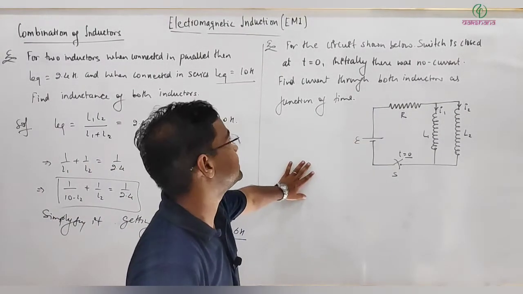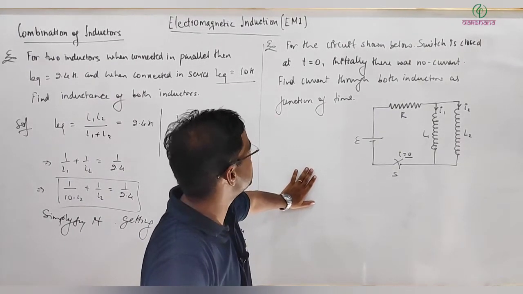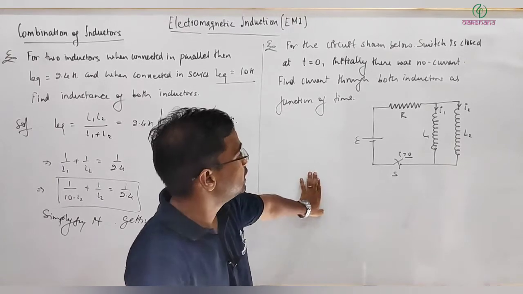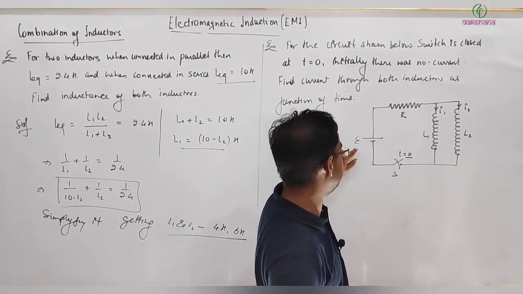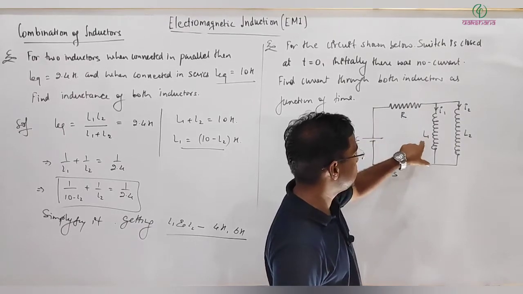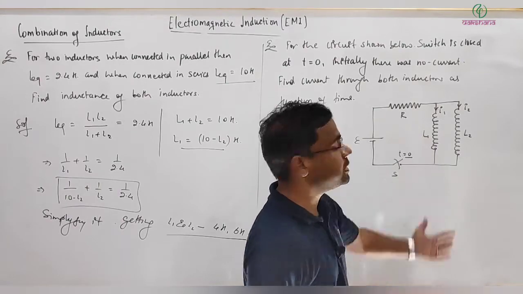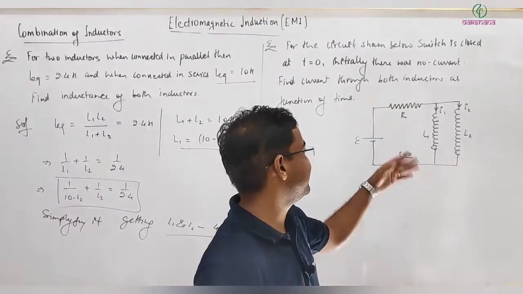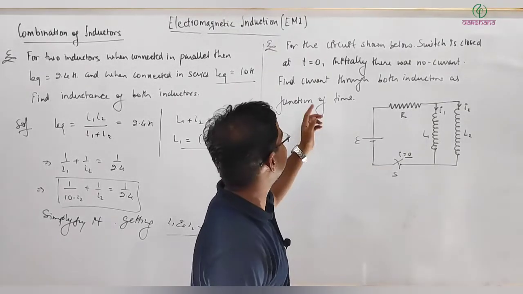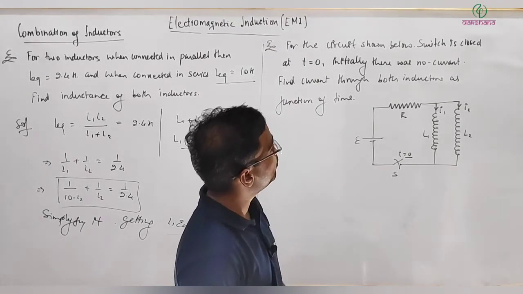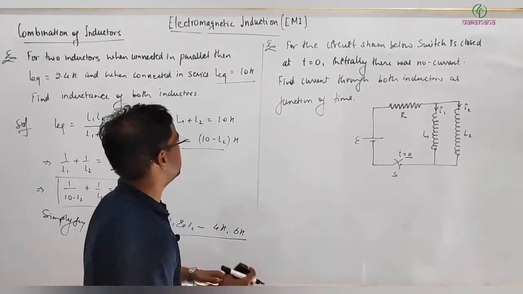And let's see another case here. For the circuit shown below, the switch is closed at t is equal to 0. Initially there was no current. So this is the circuit: an EMF battery E, one resistor connected, and two inductors connected in parallel, and this is the switch. Initially there was no current in either of the inductors or in the complete circuit, and the switch is closed at t is equal to 0, and now you are asked to find the current through both the inductors as a function of time. This is also not much difficult.